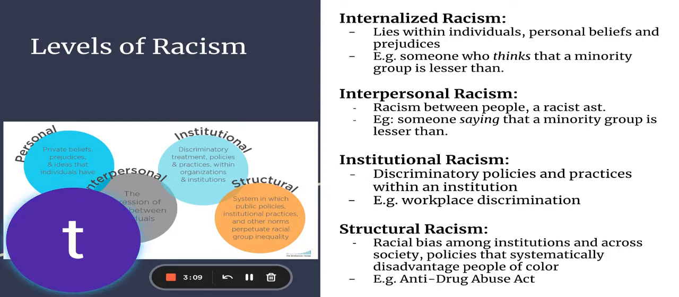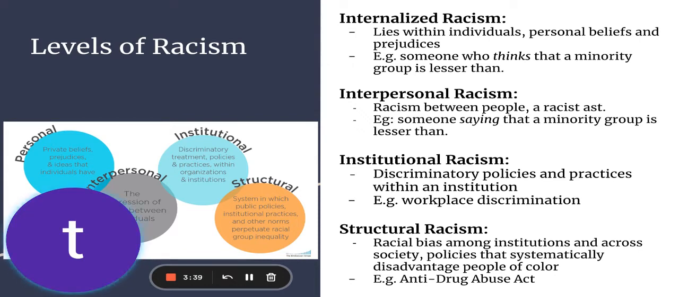The next level is institutional racism. This is discriminatory treatment, policies, or practices within an organization or institution. And a simple example of this is workplace discrimination, where either employees or managers are being treated unfairly because of their race.